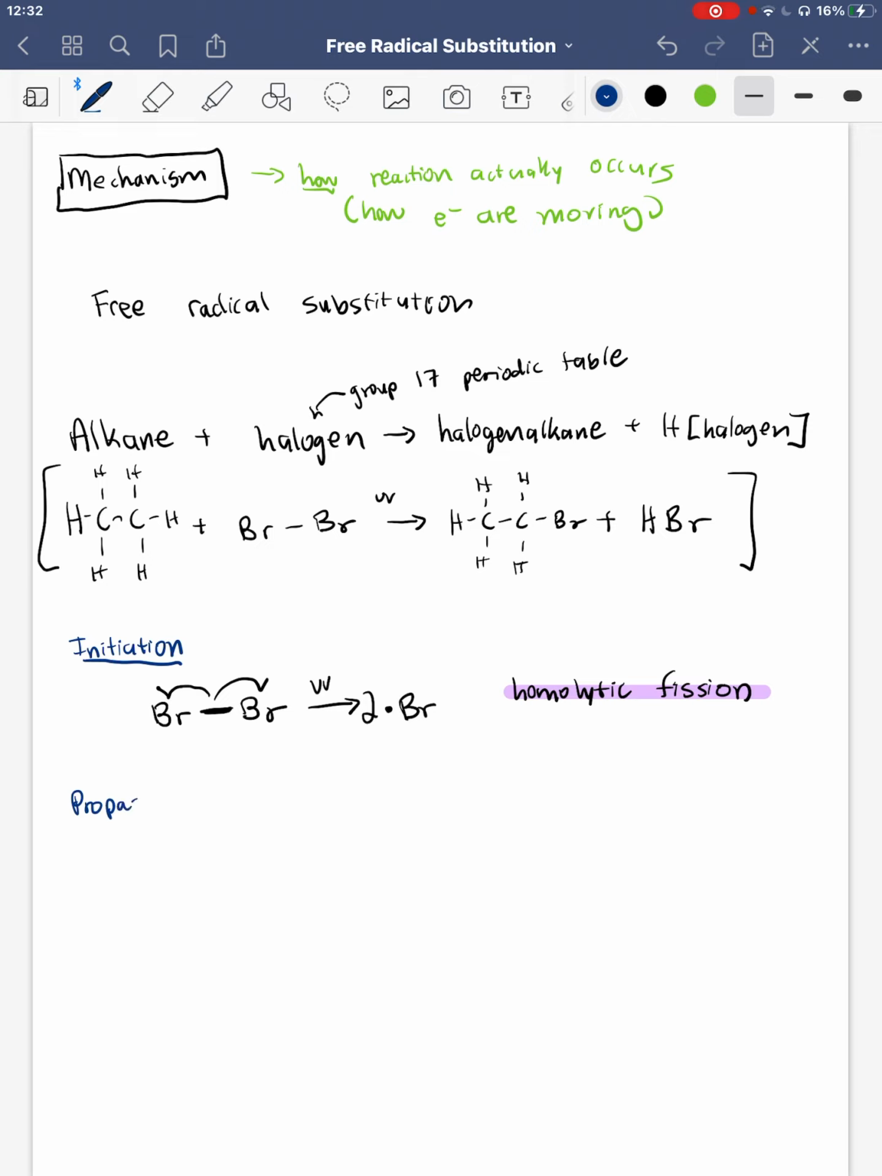We now get propagation, excuse me, I think I spelled that wrong, propagation. Don't worry, no points for spelling on the IB. So there's two steps to propagation. We're going to start with that free radical that we just formed in initiation, and it's going to be able to react with my alkane. In this case, I have ethane.